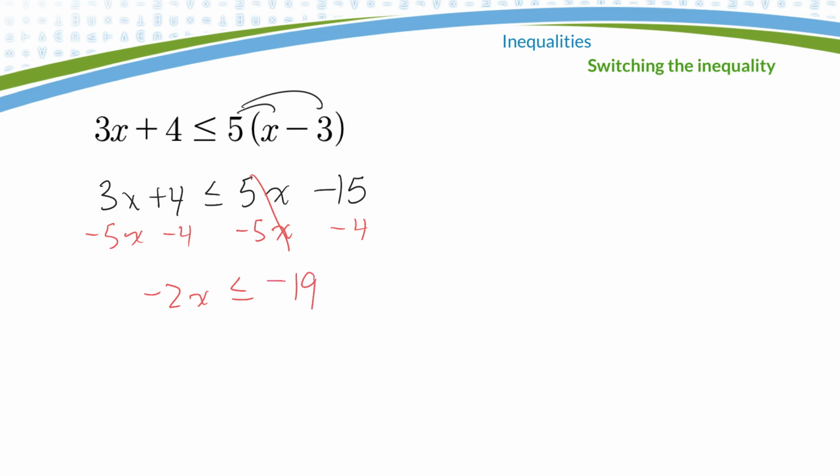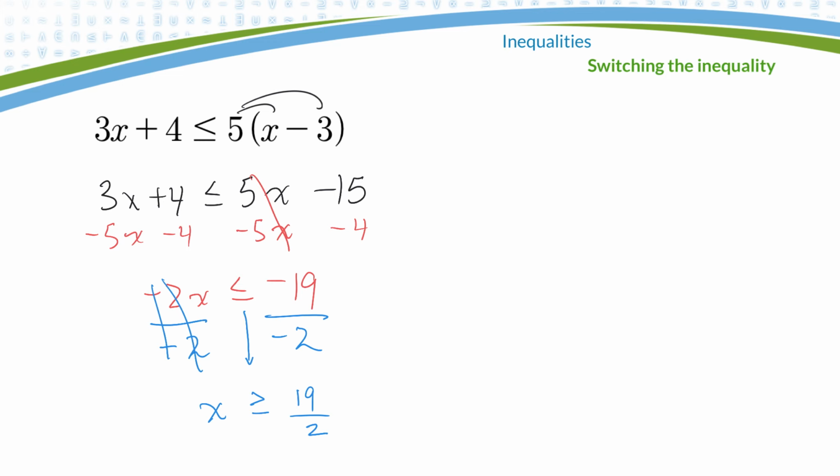Now to solve this one, I'm going to have to divide both sides by a negative 2. So when I divide by a negative 2, the 2's cancel and the negative does. And so I'll get an x. On the right side I'll have a positive 19 over 2. But because I divided by a negative, that symbol has got to change from less than or equal to, to greater than or equal to 19 over 2.